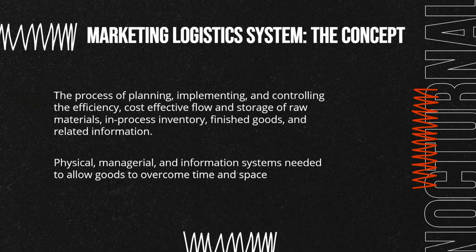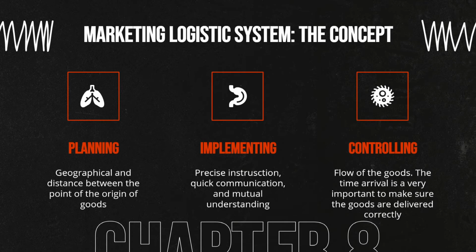Logistics is also defined as the design and operation of the physical, managerial, and informational systems needed to allow goods to overcome time and space. Logistics encompasses all the activities which move the goods from raw material to finished stage, store and sort them to facilitate distribution process, deliver the products to the customer as per their requirement, and provide spares for after sales service to the customer. So, the logistic process: the various steps involved in setting up an effective logistic system are discussed as follows.